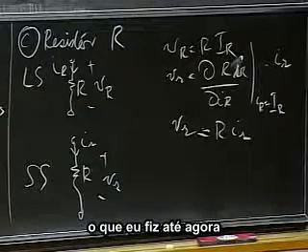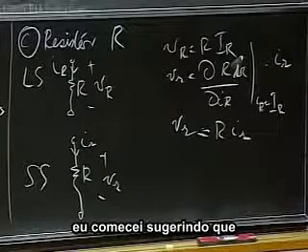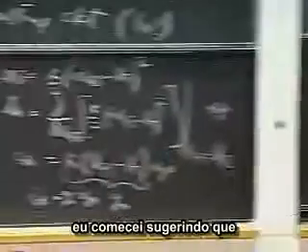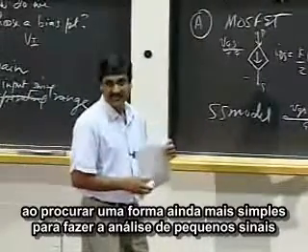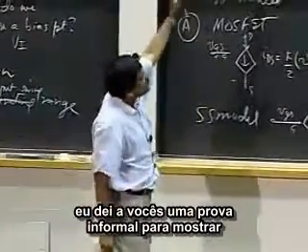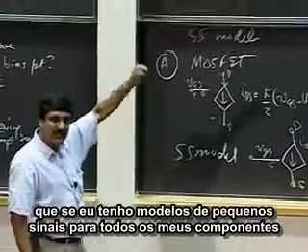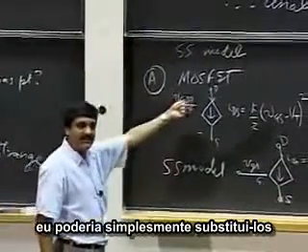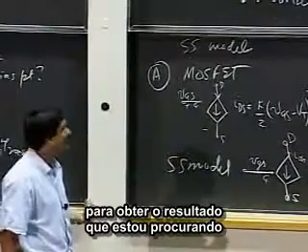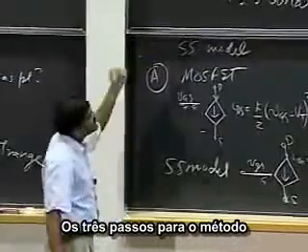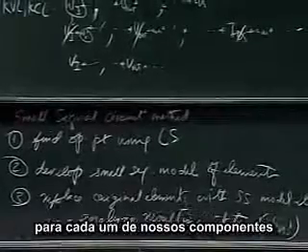So let me just take you through where we are right now, to give you the big picture. I began by looking to find an even simpler way to do small signal analysis. I gave you an informal proof to show that if I had small signal element models for all my elements, I could simply replace them in the circuit and then do a corresponding linear circuit analysis to get the result I'm looking for. So there are 3 steps to the method. As a first step, we began by finding small signal models for each of our elements.